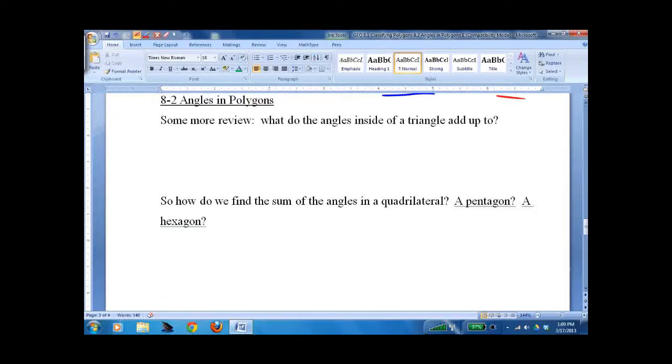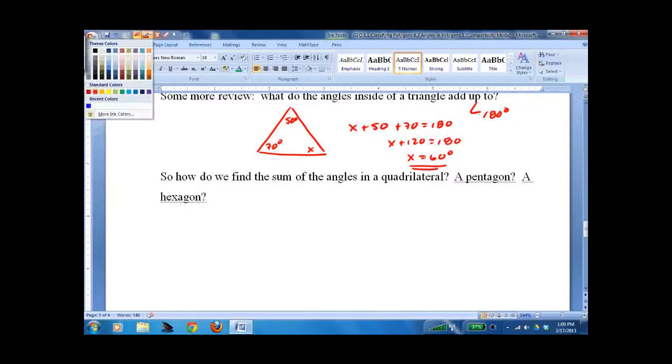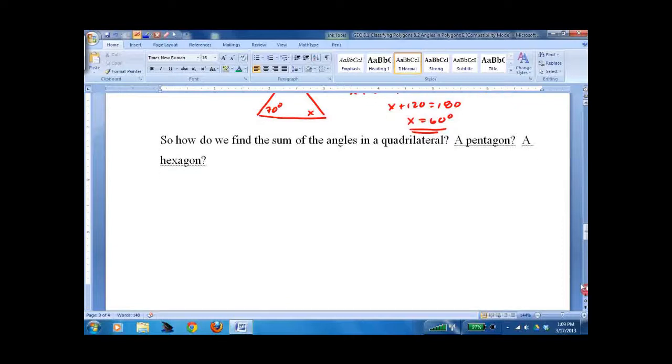So what do the angles inside of a triangle add up to? We've done this before. They add up to 180 degrees. So if you had a 50-degree angle and a 70-degree angle, and we'll just call it x, we'd write an equation, do the math, and realize that x equals 60 degrees. So that one you have to memorize, although that seems to be the answer to a lot of things in geometry. How much does something add up to? 180 usually is the answer.